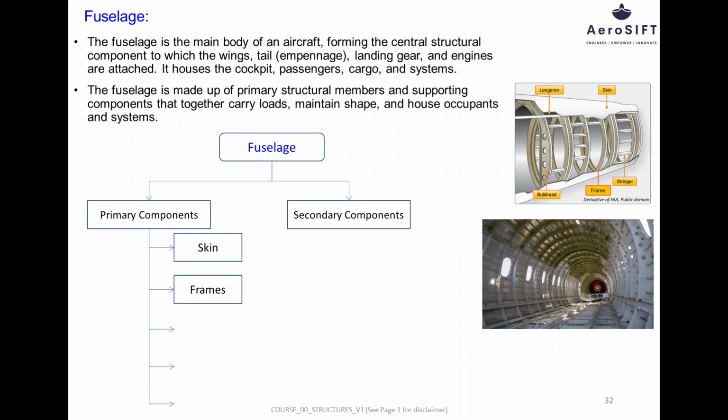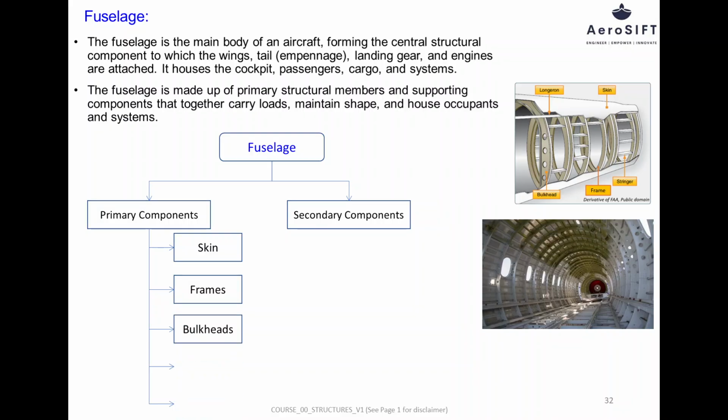Frames are transverse structural members arranged circumferentially around the fuselage. Their primary function is to maintain the fuselage cross-sectional shape and prevent skin buckling under compressive and pressurization loads. Frames also help distribute concentrated loads from wings, landing gear, floors, and doors into the surrounding structure.